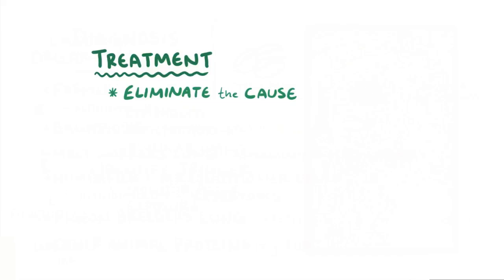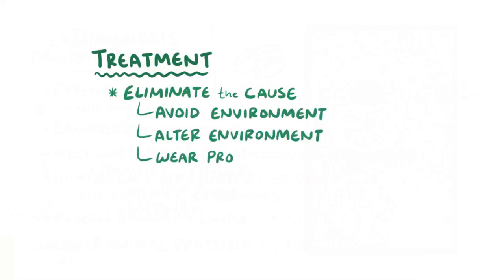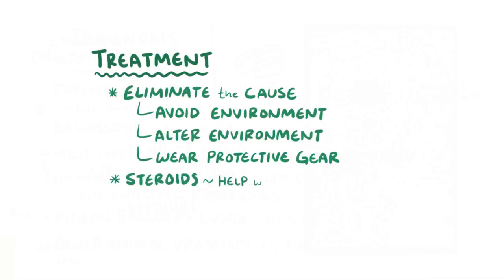Once diagnosed, the most important part of treatment is eliminating the cause, either by avoiding the environment, altering the environment, or wearing personal protective equipment. Of course, since a lot of the organic antigen triggers are part of people's livelihoods, hobbies, or homes, this can be a difficult task. Steroids can be used to help with symptoms, but they don't help deal with the underlying issue.